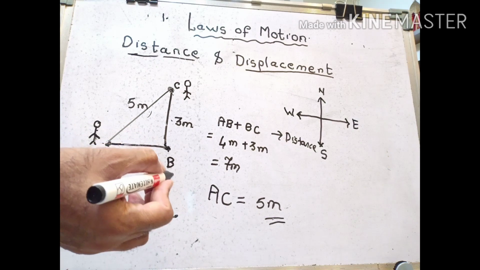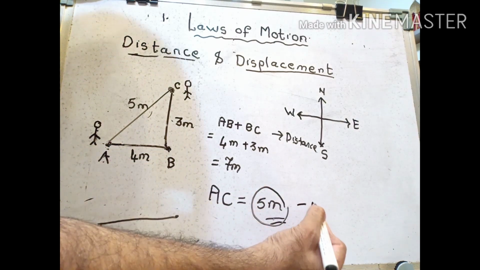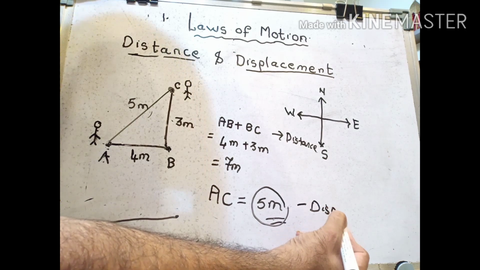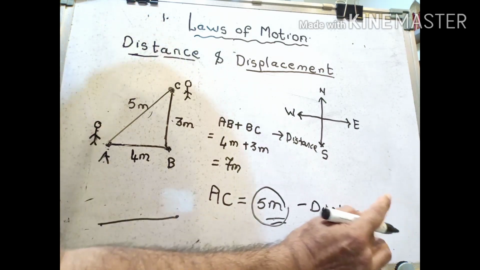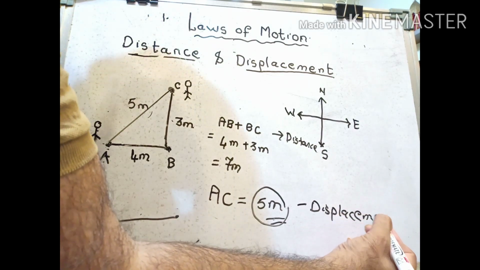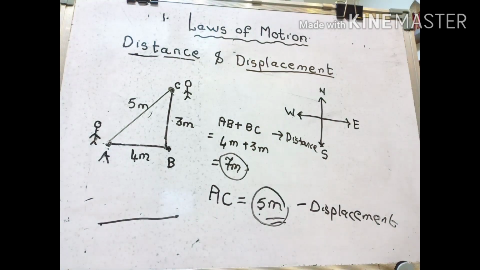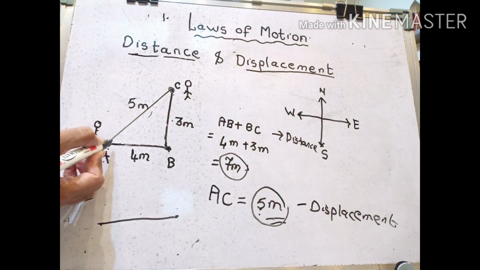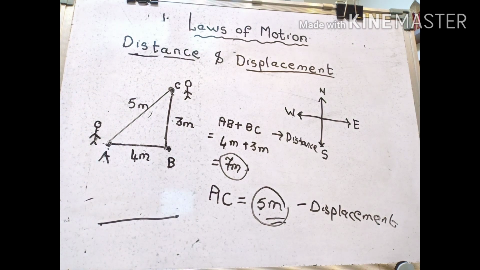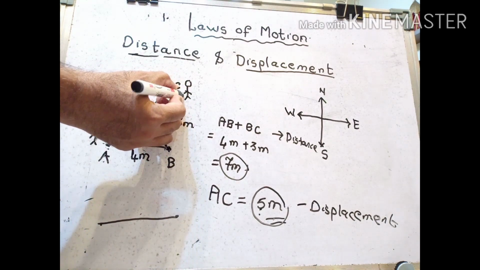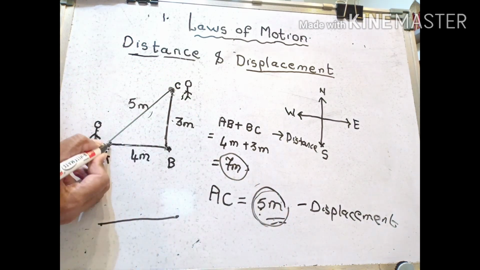Now let us say, students, you have seen that when motion is not in a straight line, the value of displacement is always less than the value of distance. Distance covered is more: 4 meters plus 3 meters is 7 meters. So right now this person is displaced by 5 meters from its original position.